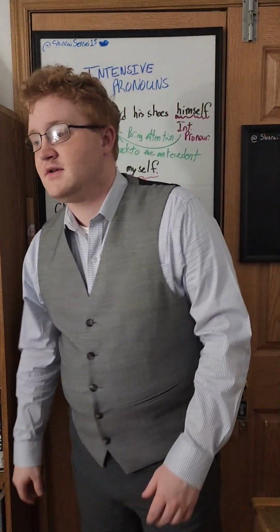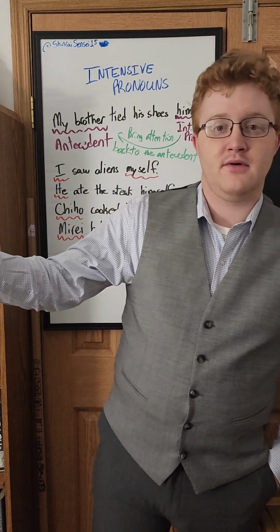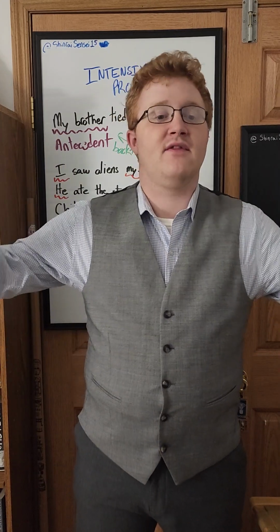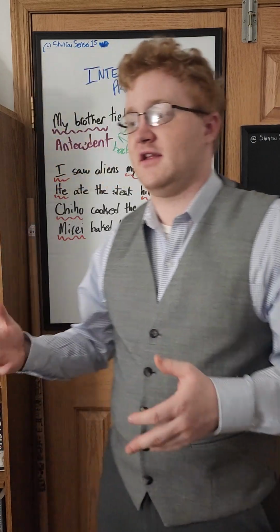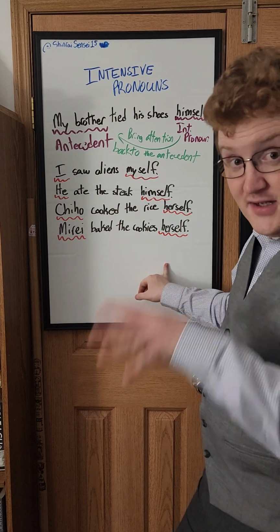So like I said, think of this as just somebody pointing back to whoever they're talking about, right? So you could just say, Chiho cooked the rice all by herself. Who did? Chiho. Or Mirei baked the cookies all by herself. Who did? Mirei. So just think of it as somebody asking you who did something, and that's why you have to emphasize they did it and that they did it themselves, right? They did it on their own. It was just them. That's another thing this is about: emphasizing that these people were the ones that did it and that nobody else did it, right?